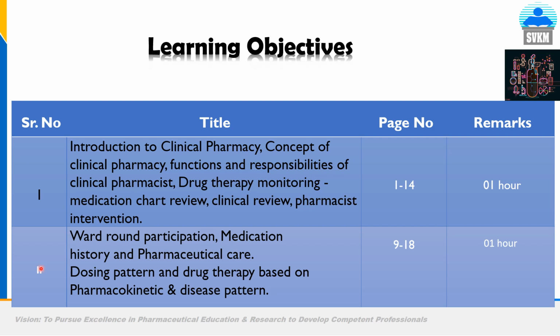In the first component, we are going to discuss the introduction of clinical pharmacy, the concept of clinical pharmacy, functions and responsibility of a clinical pharmacist, drug therapy monitoring, medication chart review, clinical review, and pharmacist intervention. In the second component, we are going to discuss ward round participation, medication history and pharmaceutical care, dosing pattern, and drug therapy based upon pharmacokinetics and the disease pattern.